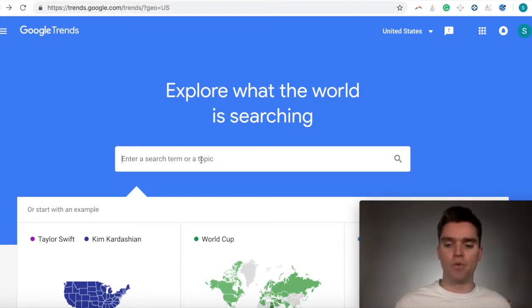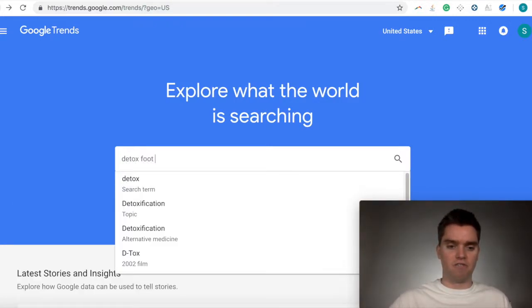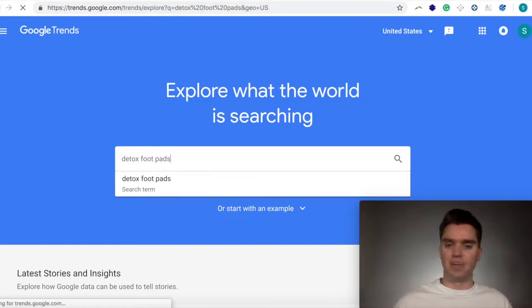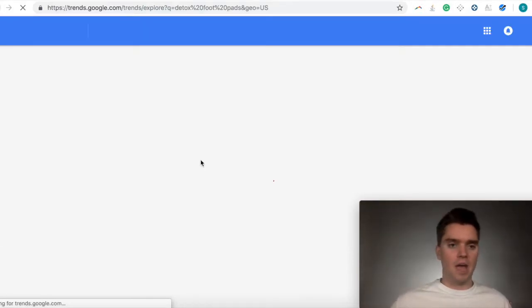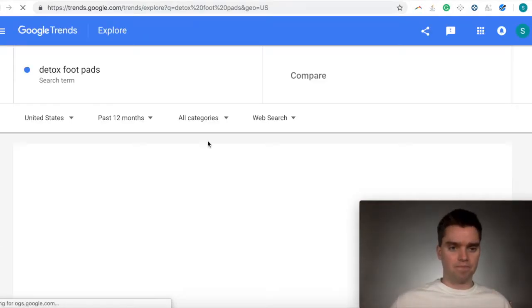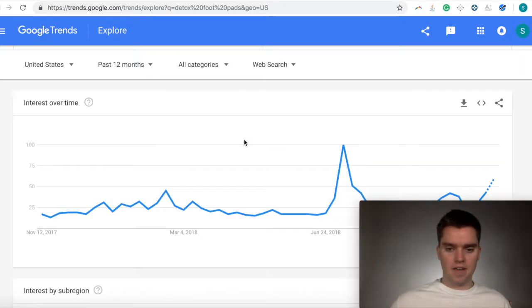Think about the main keyword that would be used for this product. Nothing too specific. Try to keep it one or two words, and then type it here into the search box. So for this example, let's put in detox foot pads. Enter. So let's say we're selling detox foot pads, and we'll see if it even shows the data or if it has enough data to show. And it does.